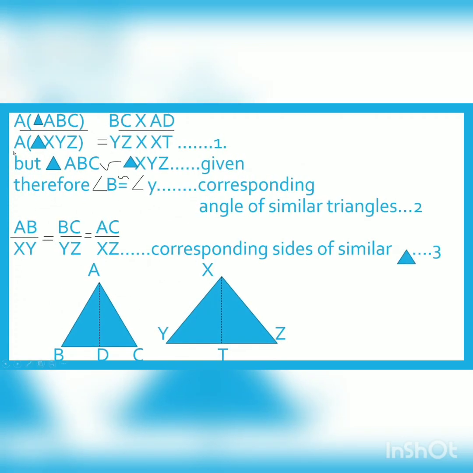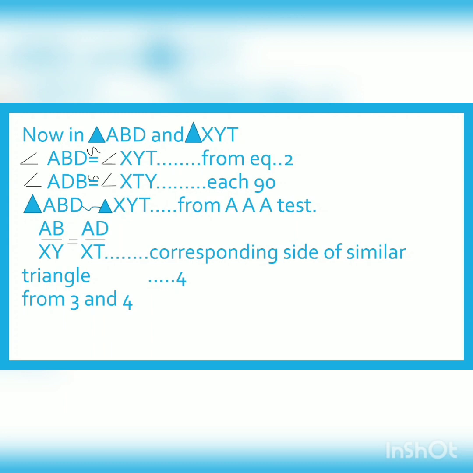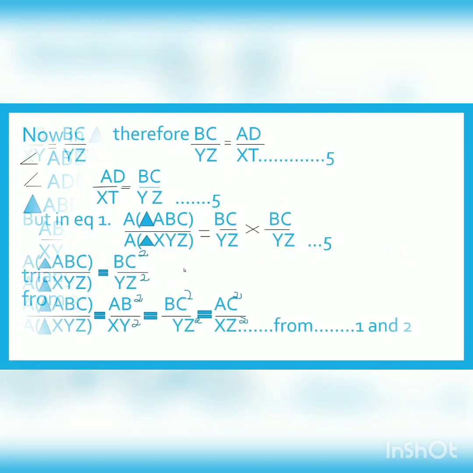And in equation 3 we show AB upon XY is equal to BC upon YZ is equal to AC upon XZ. But we show only AB upon XY is equal to AD upon XT. This is our equation number 4. You can say from third and fourth, corresponding sides of similar triangles.